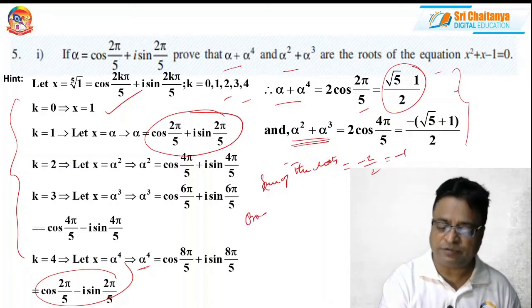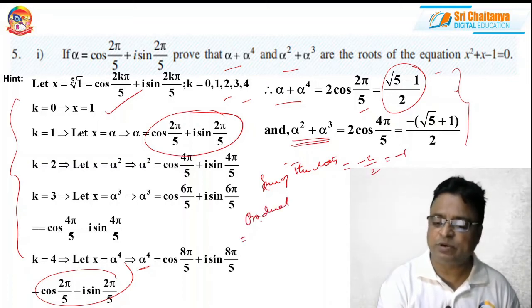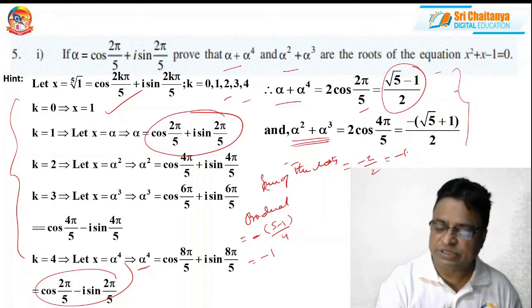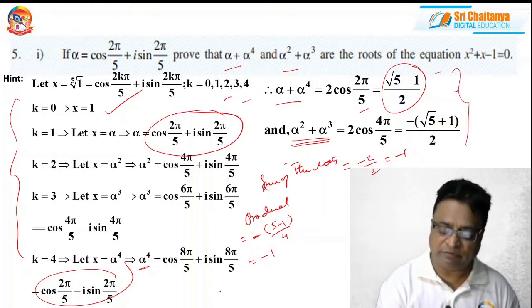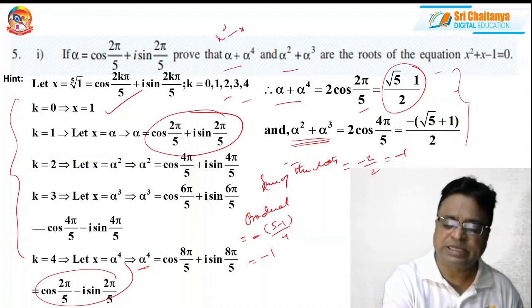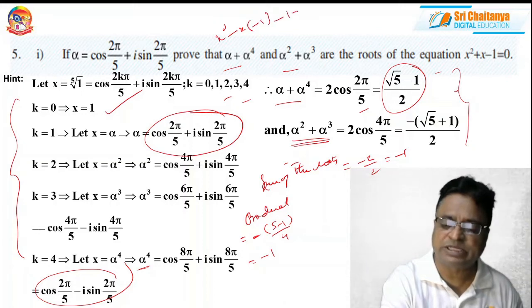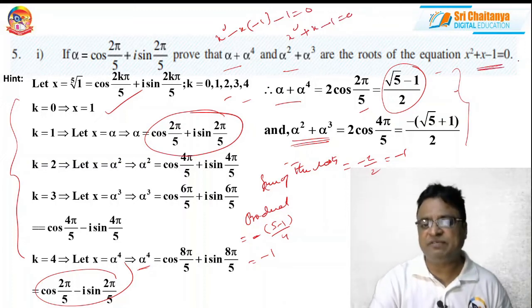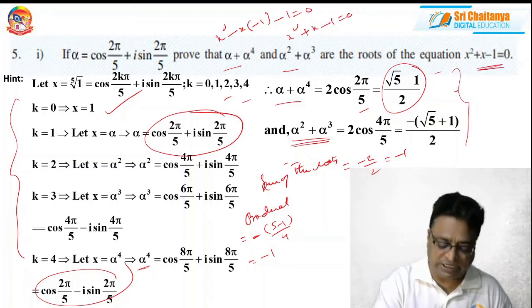And what is the product of the roots? The product of the roots is minus of 5 minus 1 by 4, that is equal to minus 1. So the sum of the roots is minus 1 and the product is minus 1. Therefore, the quadratic equation is x square minus x into the sum of the roots, that is minus 1, plus the product of the roots minus 1 equal to 0, that is x square plus x minus 1 equal to 0, that we get. This is the way to solve the problem very easily.